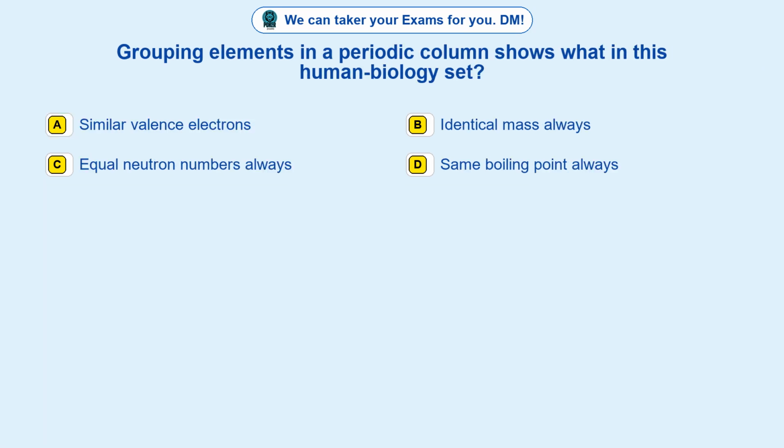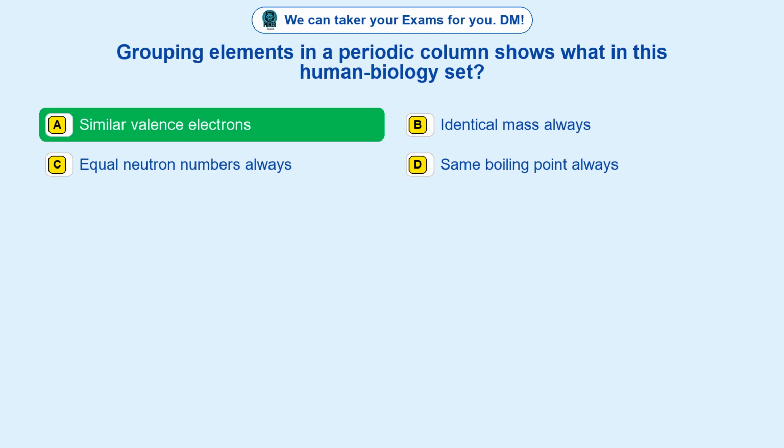Question 40. Grouping elements in a periodic column shows what in this human biology set? Option A, similar valence electrons. Option B, identical mass always. Option C, equal neutron numbers always. Option D, same boiling point always. The correct answer is option A, similar valence electrons.